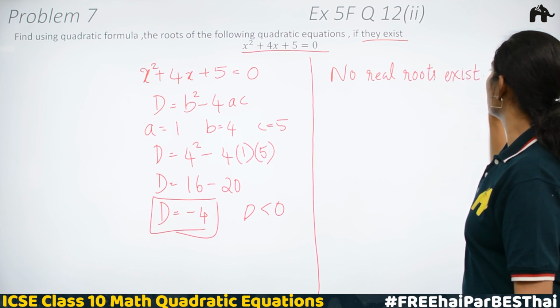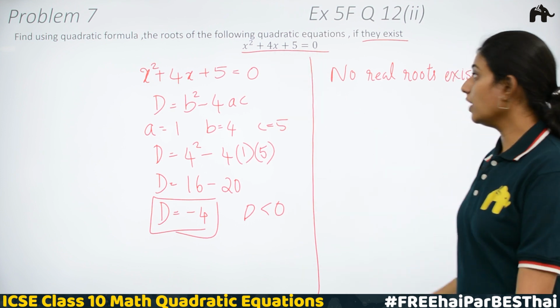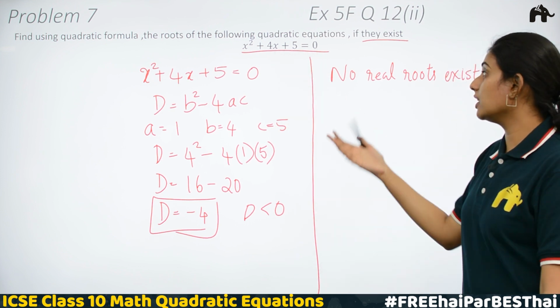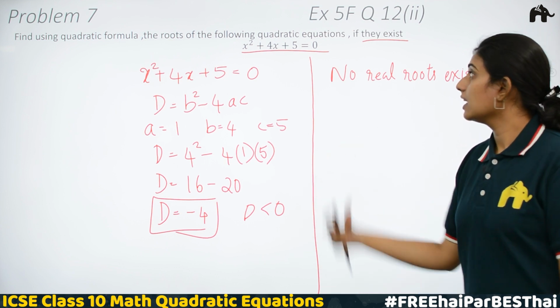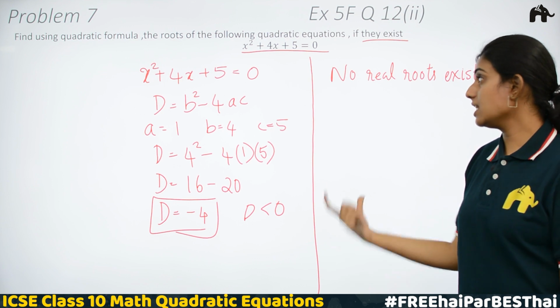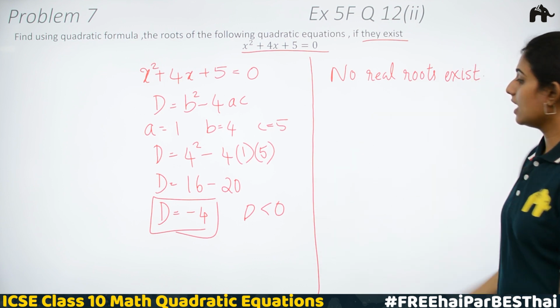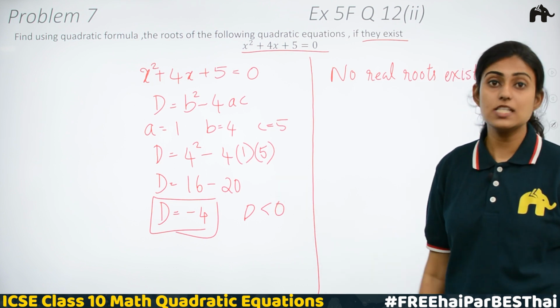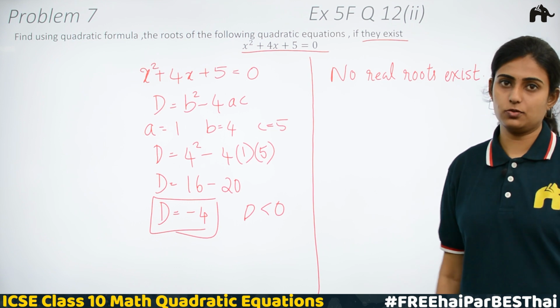So, do we need to solve this quadratic equation? No, we are not going to get any values for the roots. We don't get any real values for this given quadratic equation as roots. So, we can stop here. There are no real roots because the discriminant value is less than 0, or it is a negative value.